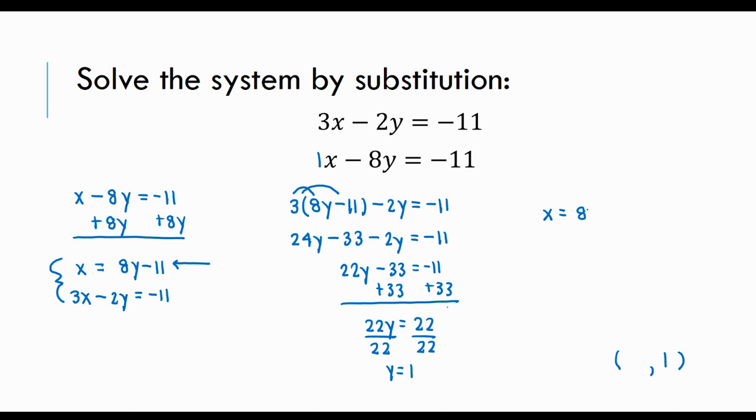x equals 8 times y, which is 1, minus 11. Well, 8 times 1 is 8. When I subtract 11, I'm going to get x to equal -3. So that's our first number. So our solution is (-3, 1).